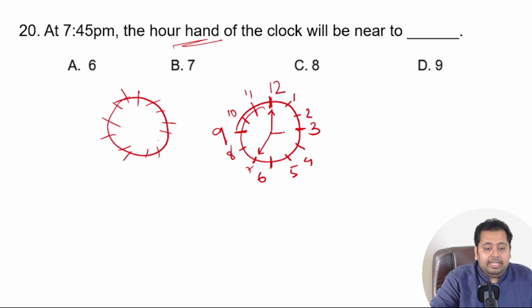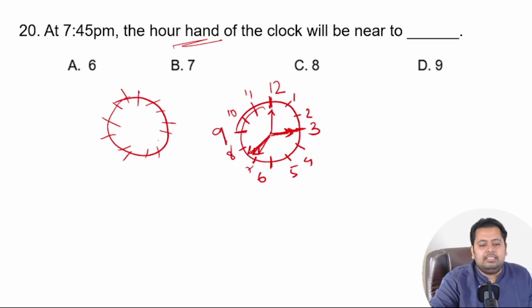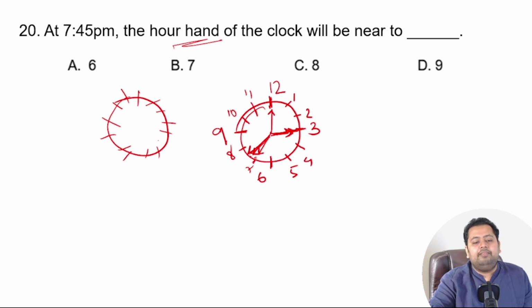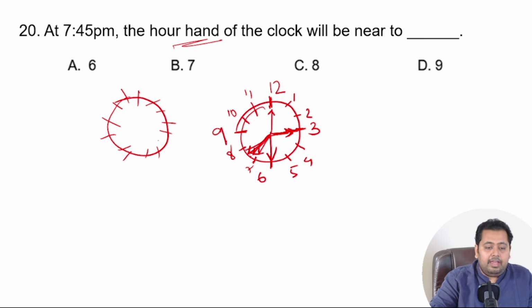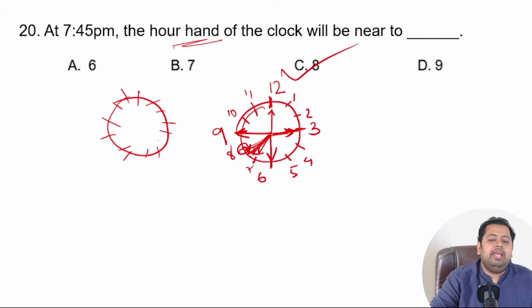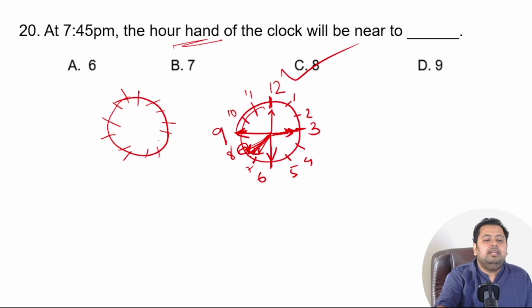At 7:15, say, this is the minute hand, this is the hour hand. At 7:15, the hour hand would be somewhere here. At 7:30, the hour hand would be exactly at the middle of 7 and 8, and the minute hand is here. And at 7:45, it would be closer to 8. At 7:45, the minute hand is here, but the hour hand would be more towards 8. So that is why option C, 8, is the correct answer.